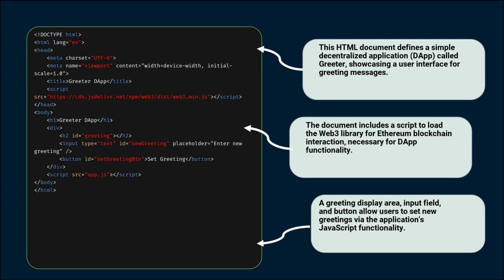our DApp. We then insert a div that contains an H2 element, which will display the current greeting fetched from our smart contract. Below it, we provide an input field where users can enter a new greeting message and a button that will trigger the action to update the greeting. Lastly, we link a JavaScript file named app.js. This structure forms the foundation of our interface, allowing users to interact with the greeter contract seamlessly, facilitating a user-friendly experience as they submit and modify greeting messages without refresh.